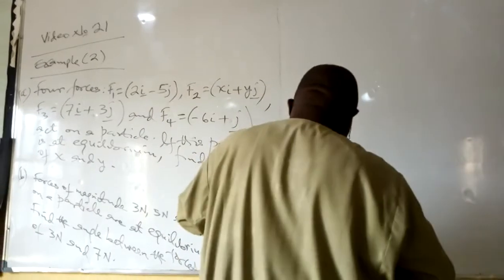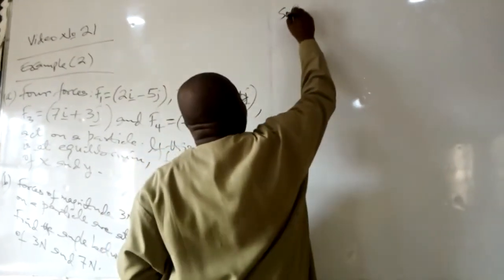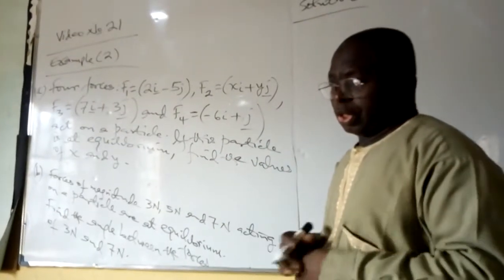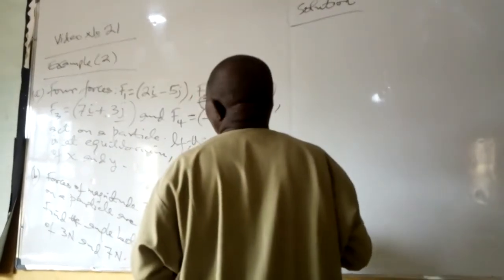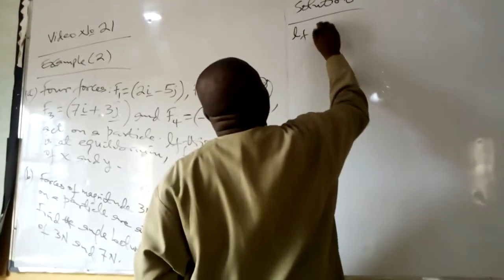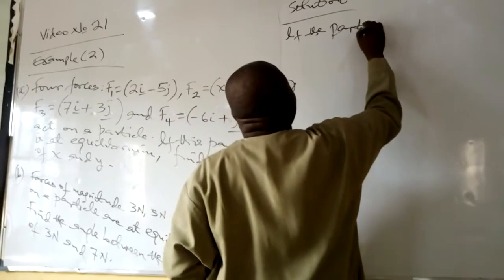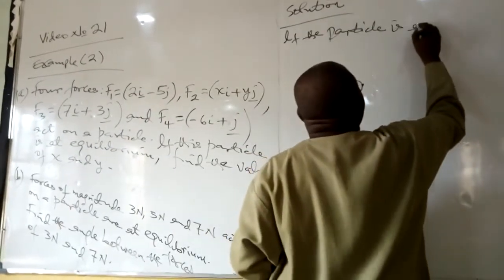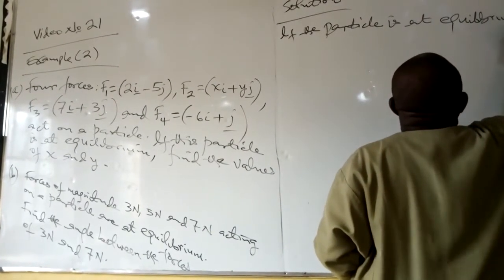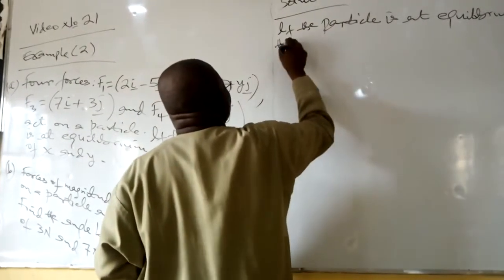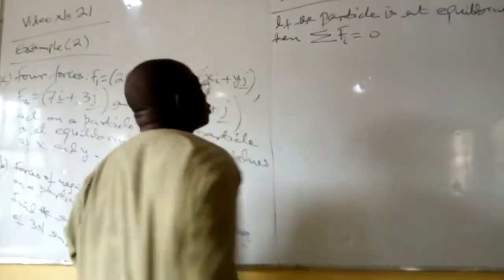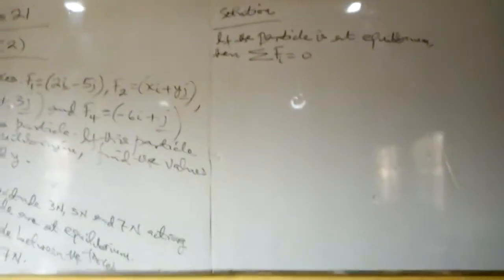Find the values of x and y. Solution. Now we are told that these four forces are acting on the particle and that the particle is at equilibrium. So if the particle is at equilibrium, then the summation of F sub i is equal to 0.